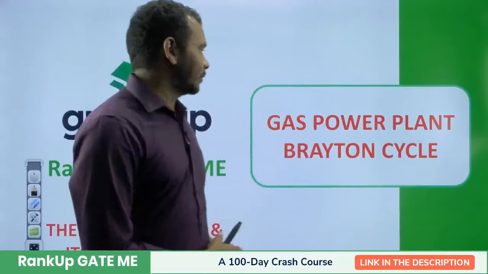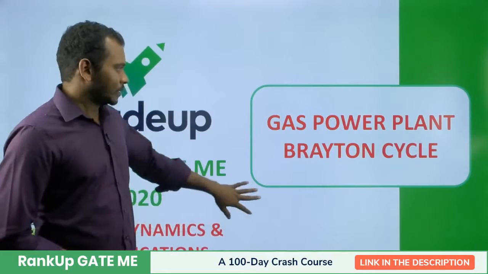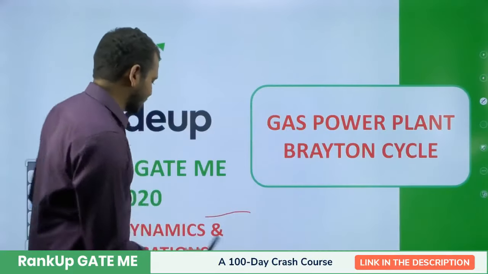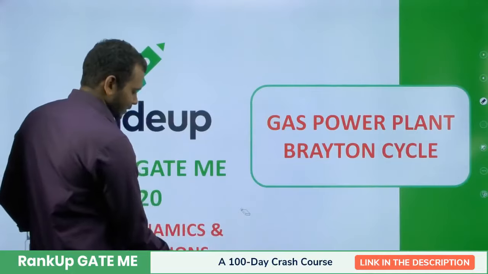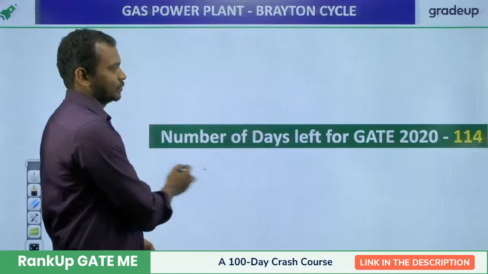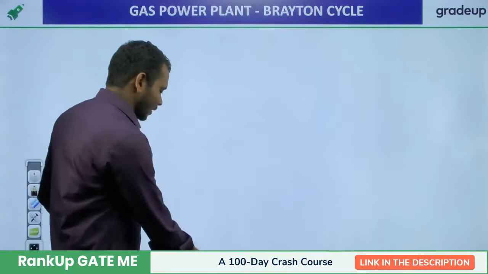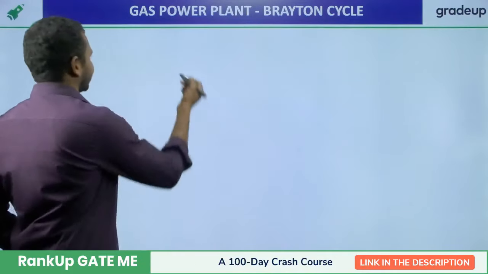So today we are going to discuss gas power plant and Brayton cycle. So let's start with the session. We'll discuss the other things later because it's already delayed. We are left with 114 days. I hope your preparation is in full swing. So I will start with the gas power plant.